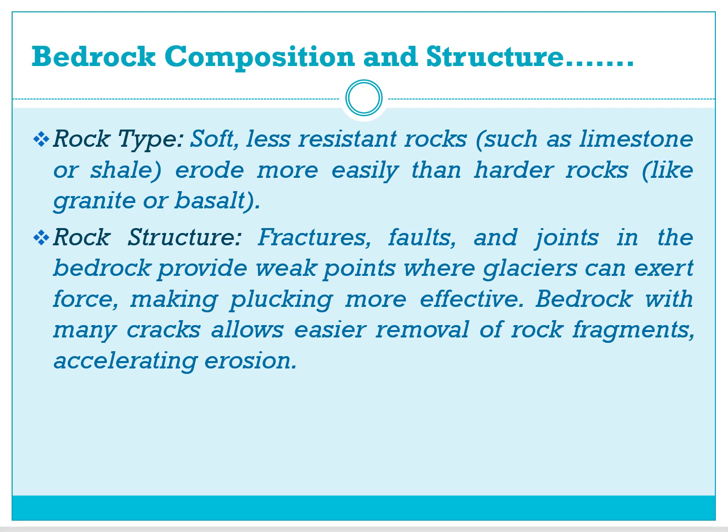However, if too much debris accumulates, it can act as a protective layer, reducing erosion at the glacier base. Bedrock composition and structure. Rock type. Soft, less resistant rock such as limestone or shale erode more easily than harder rocks like granite or basalt. Rock structure. Fractures, faults, and joints in the bedrock provide weak points where glaciers can exert force, making plucking more effective. Bedrock with many cracks allows easier removal of rock fragments, accelerating erosion.